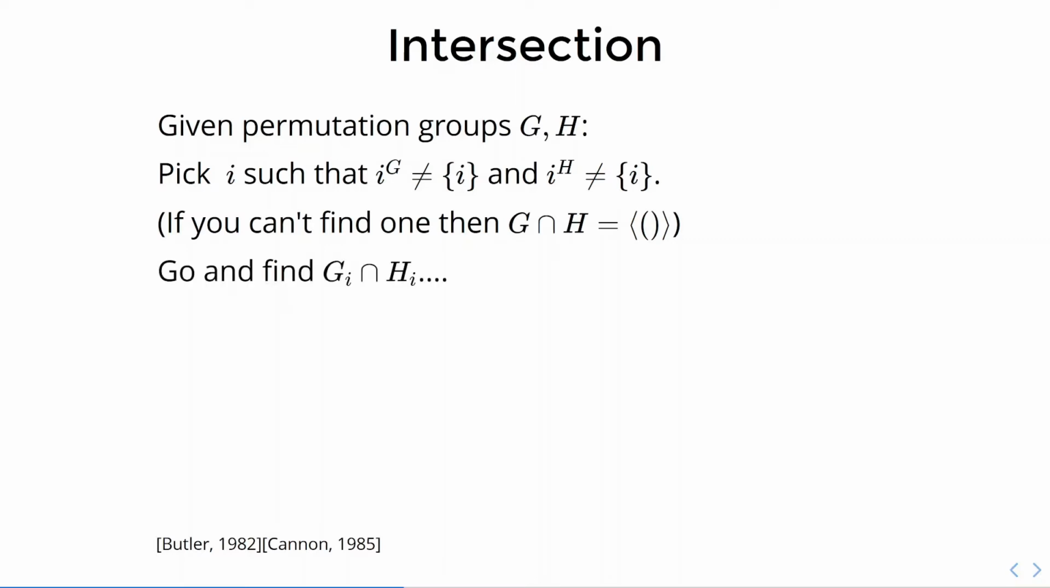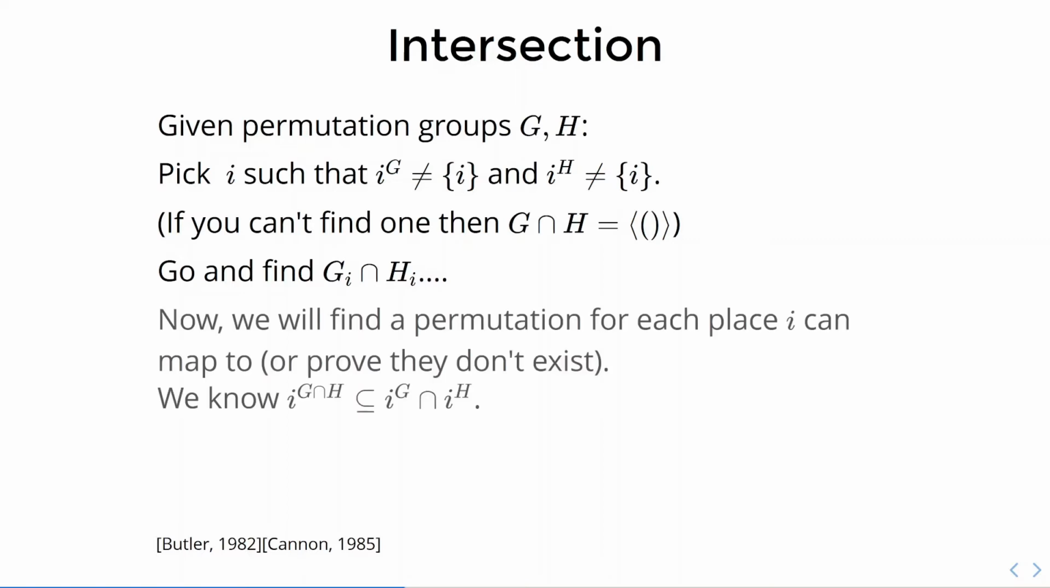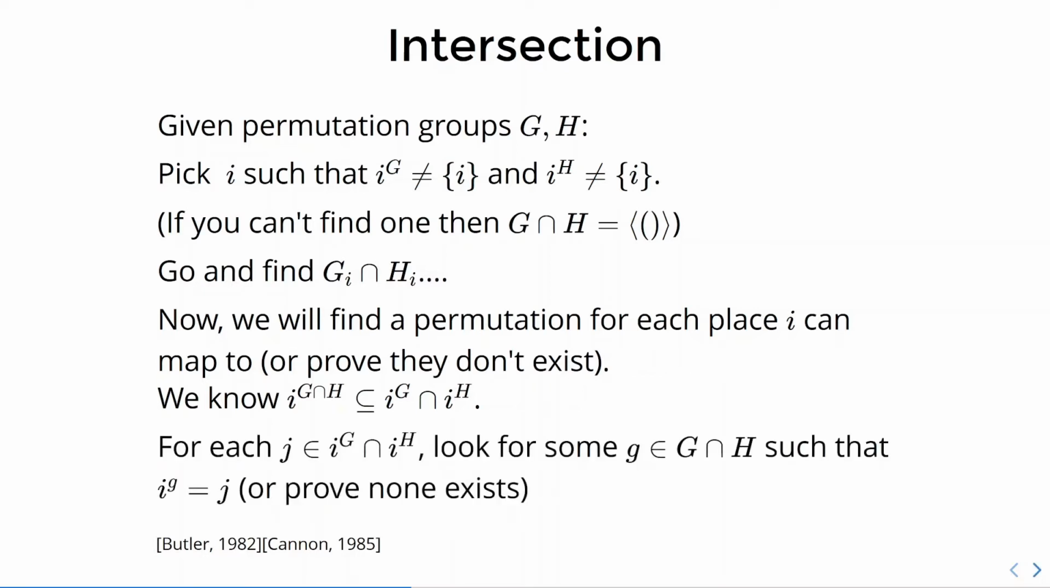So we're going to assume a recursive step. We'll find the intersection of the stabilizer of I in G and the stabilizer of I in H. So we fix I in G, we fix I in H, which we can do with base and strong generating sets. Recursive call, assume we've done that, we've come back. Now we need to find a permutation for each place I can map to, or prove they don't exist. If I maps to J in G intersect H, I must map to J in G and it must map to J in H. It is not the case that just because I maps to J in G and I maps to J in H, I will map to J in G intersect H, as we'll show. So for each of these J's, we find some element g in the intersection such that I to the g equals J, or we prove that it doesn't exist.